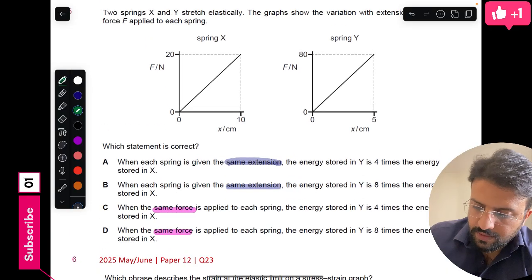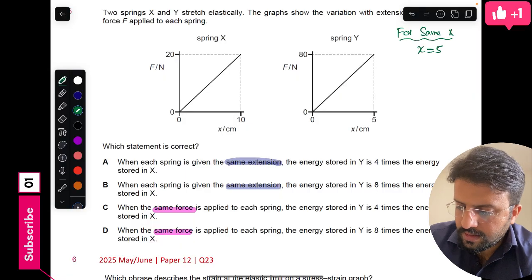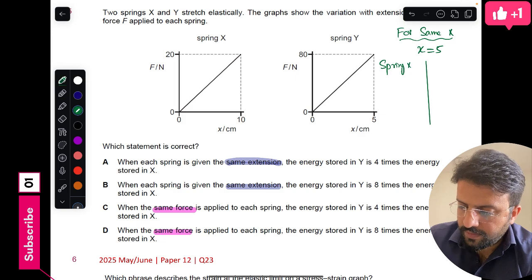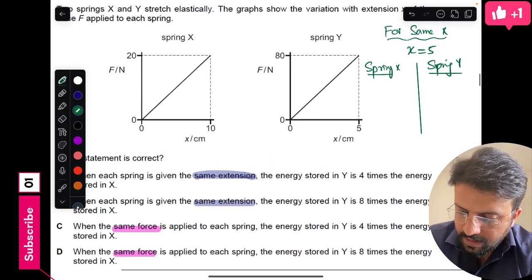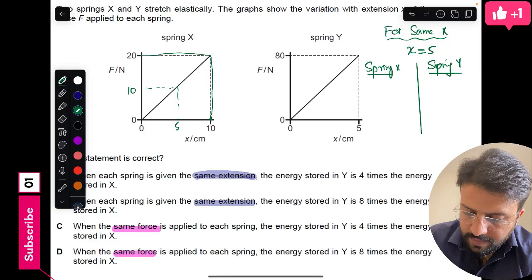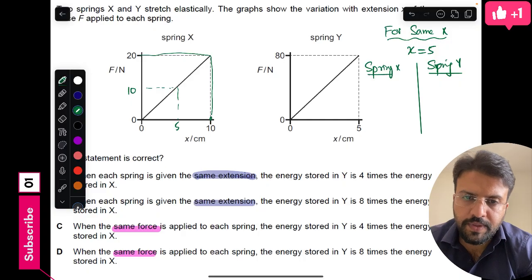So for the same extension, let's choose X equals 5. Let's solve for spring X first, and then for spring Y. For spring X, if you see, at extension 10, force is 20. So at extension 5, the force will be 10. Both are directly proportional, right? If you halve the extension, the force will be half.